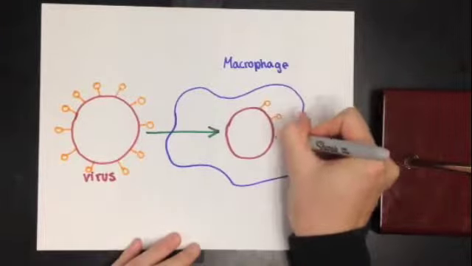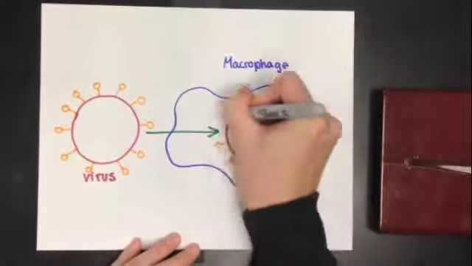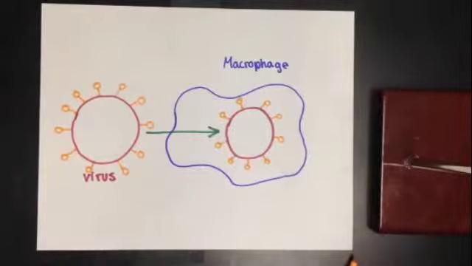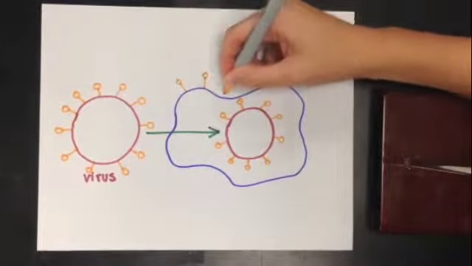First, the pathogen enters the body. The macrophage's job is to ingest the pathogen and present the antigens that make up the pathogen on its own surface.